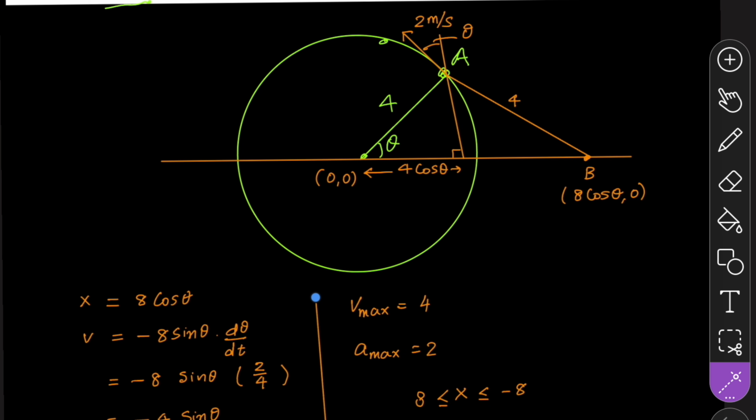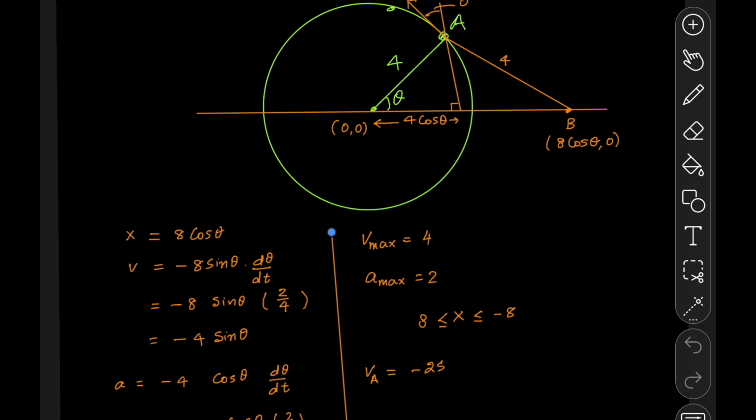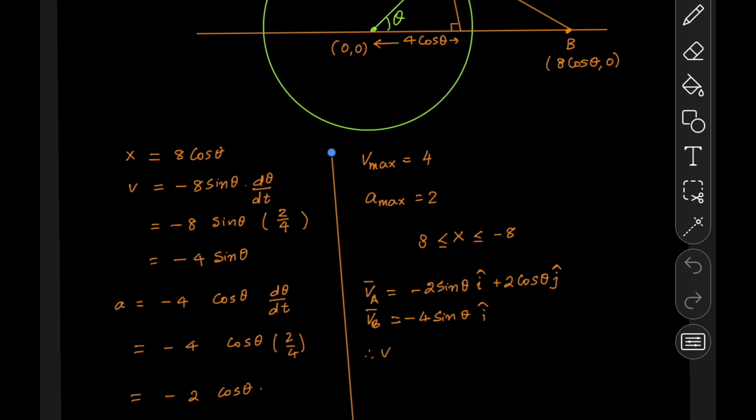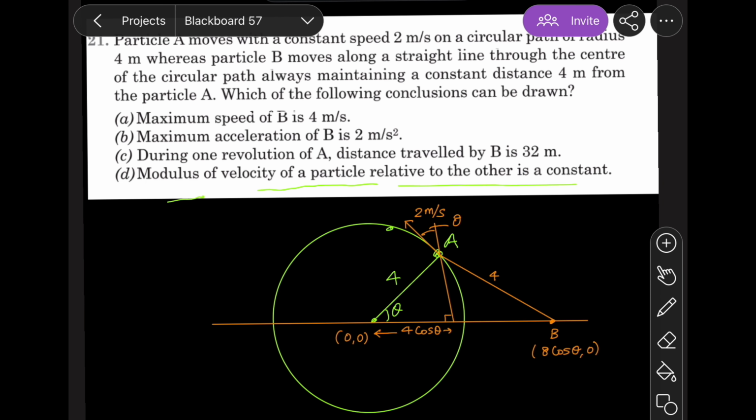The components of this velocity 2 will be 2 cos theta in the y direction, while 2 sin theta in the minus i direction. So V_A can be written as 2 sin theta i plus 2 cos theta j. Similarly, V_B is minus 4 sin theta along the x direction, so it can be written as minus 4 sin theta i cap. To find the relative velocity, subtract these two and find their modulus. Just putting in the values and solving, it's coming out 2. So it's a constant. Therefore option D is correct. So we find all these options to be correct: A, B, C, and D.